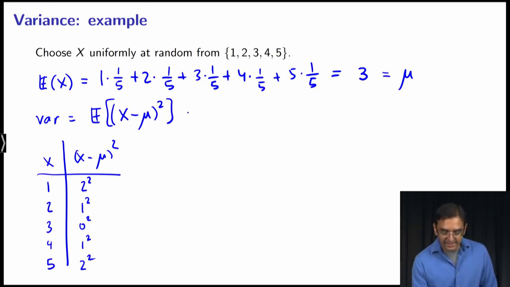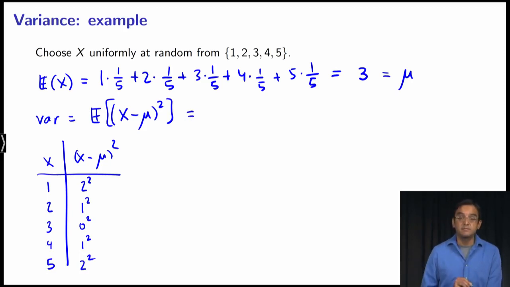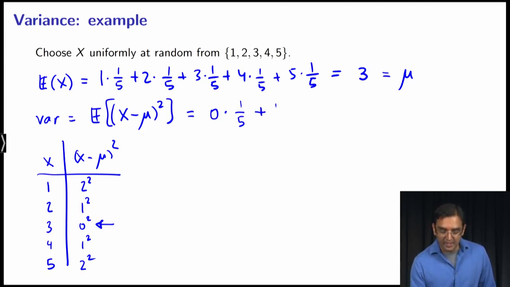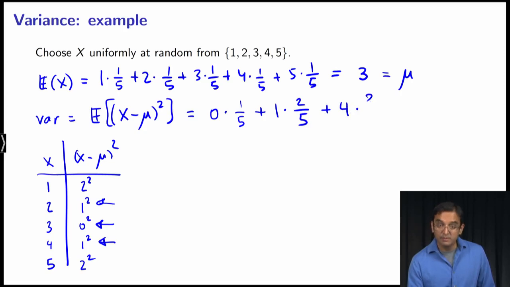And so the expected value of x minus mu squared, well, x minus mu squared can take on just 3 possible values, 0, 1, or 4. It takes on value 0 with probability 1/5. That's this line of the table. It takes on value 1 with probability 2/5. That's these two lines of the table. And it takes on value 4 with probability 2/5. That's these two lines of the table.